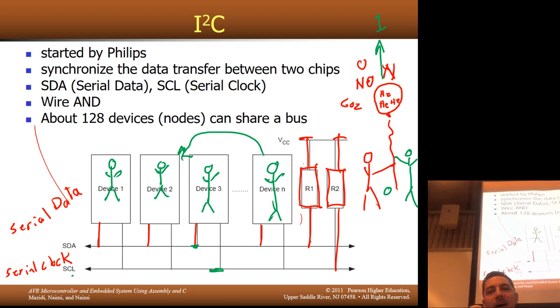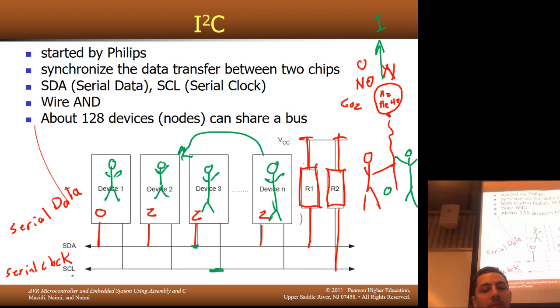Okay. If anybody else releases this, they're just Z-stated. So he's Z-stated, Z-stated, Z-stated. That's pulled low. So what does the whole wire look like? What is the voltage on that wire? 0. There is no way to create a 5-volt output from any of these devices.